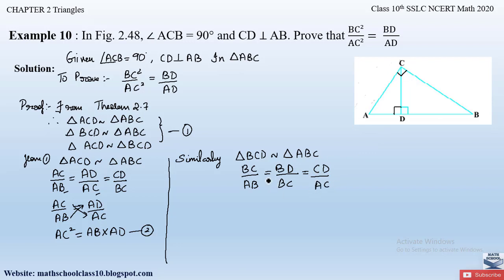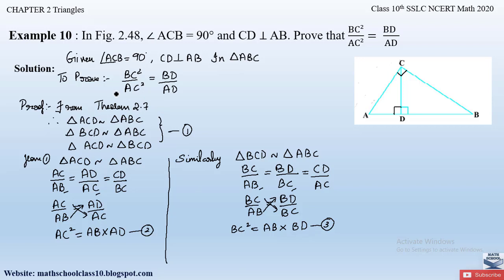Here if you observe, BC is common in first and second ratio, so we will take only these two ratios and cross multiply. BC by AB is equal to BD by BC. Let us cross multiply now. We will get BC into BC as BC square is equal to AB into BD. Let this be equation number 3.